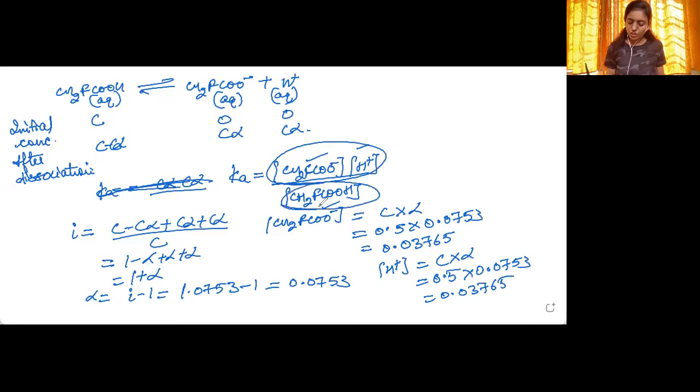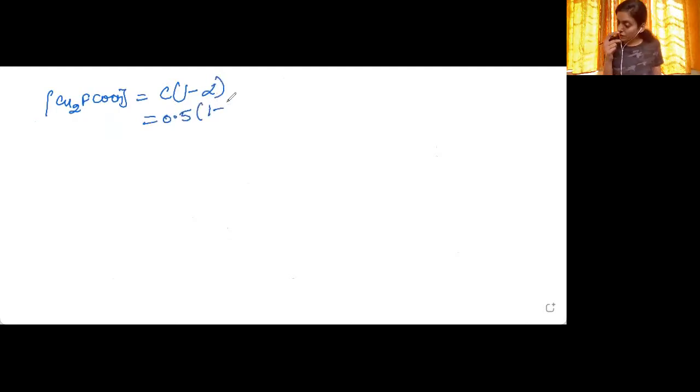Okay, now what is the concentration of this carboxylic acid? Let's find it out. C into 1 minus alpha. So the concentration of this will be C multiplied by 1 minus alpha. So C is 0.5. 1 minus alpha, now what is the value of alpha? 0.0753. So it will be 1 minus 0.0753 multiplied by 0.5. So it's coming out to be equal to 0.462.